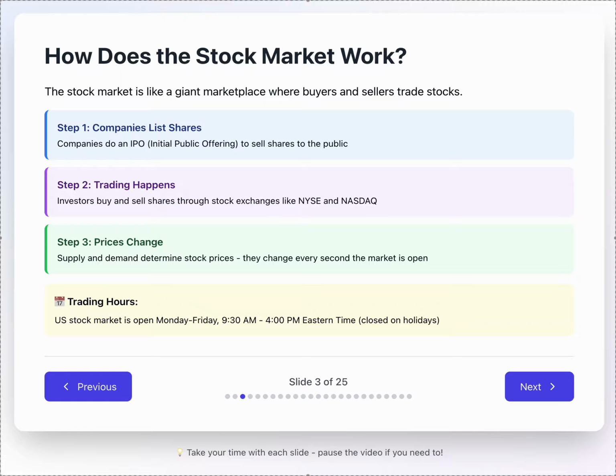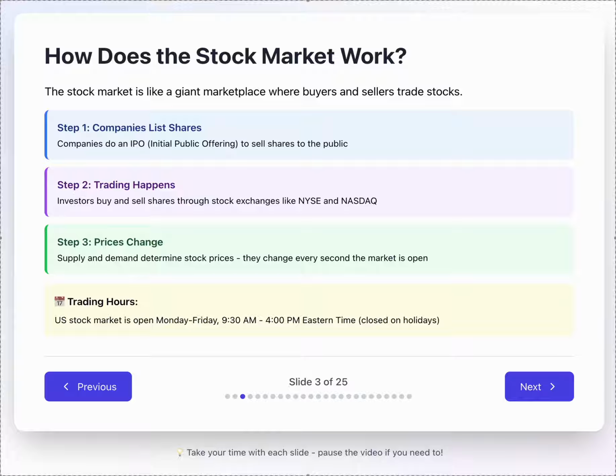Second, once those shares are out there, investors like you and me can buy and sell them through stock exchanges. The main ones in the US are the New York Stock Exchange and Nasdaq. We'll talk more about those in a minute. Third, the prices change constantly based on supply and demand. If lots of people want to buy a stock, the price goes up. If lots of people want to sell, the price goes down. And this is happening literally every second that the market is open.